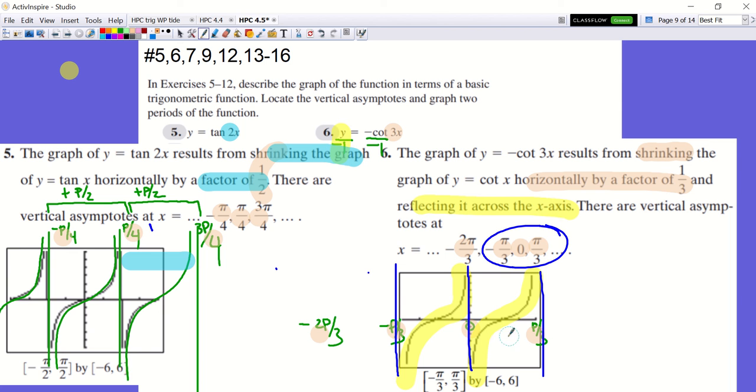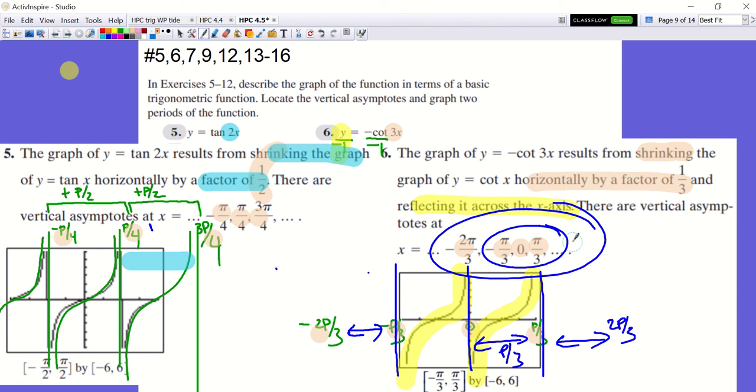And the distance in between this is going to be pi over 3, obviously. So you add another pi over 3 and you get 2 pi over 3. Subtract another pi over 3 and you get minus 2 pi over 3. And that's how we got this. They should put another 2 pi over 3 here to make it symmetrical.